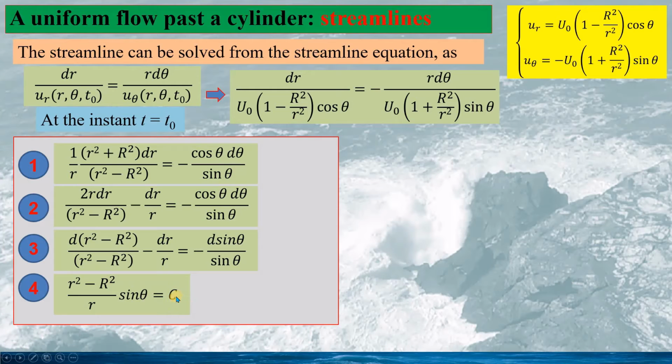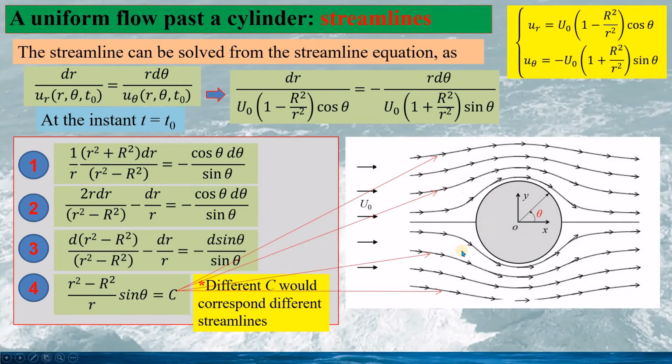And we can use C to define the different streamline. For different C, we have different streamline. Thus, the different C would correspond to different streamline. See this plot, and for different streamline, we have different C.